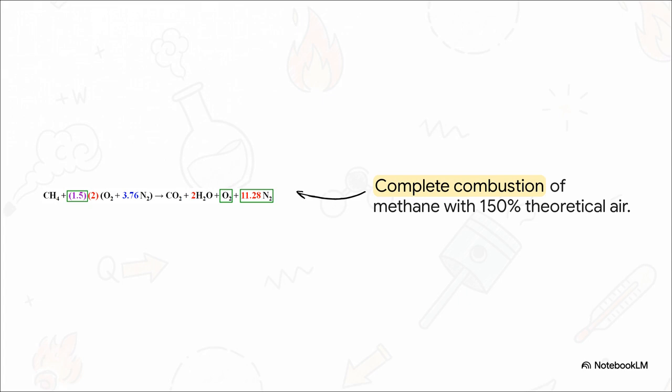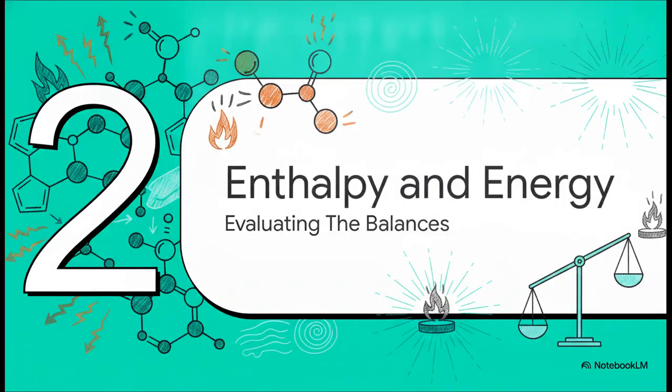And as we'll see in just a bit, carrying all that extra baggage has massive implications for the actual temperature of our fire. Moving on to section 3, enthalpy and energy balances. Now that we have our chemistry balanced, we can finally transition to tracking the thermodynamic energy as these chemicals react and fundamentally change their form.